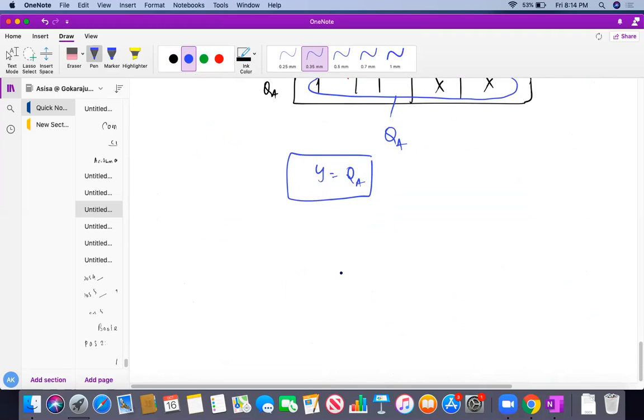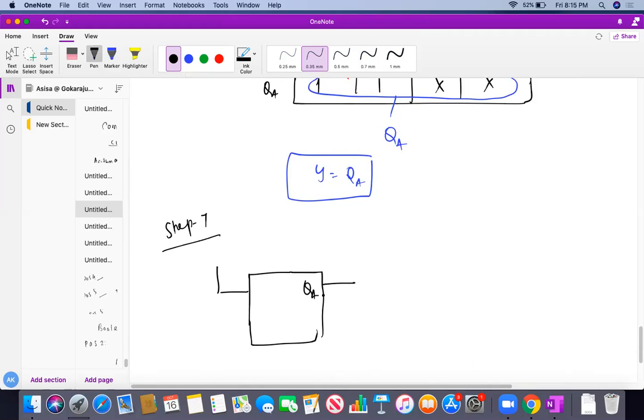So finally, we have to design the sequential circuit now. That is my step 7: we have to draw the sequential circuit. How many flip-flops do we require? We require 2 flip-flops. Mainly it has 2 T flip-flops. One is T and this is my QA bar, and this is my TA.